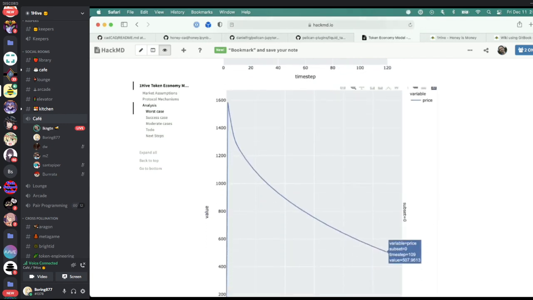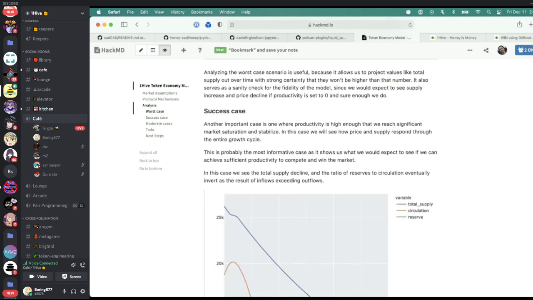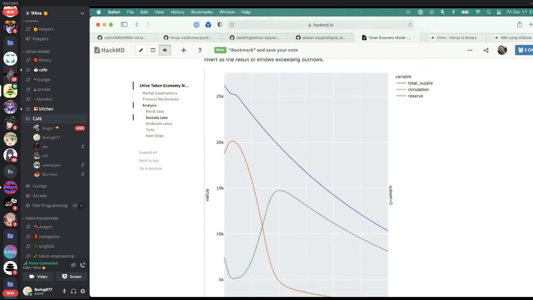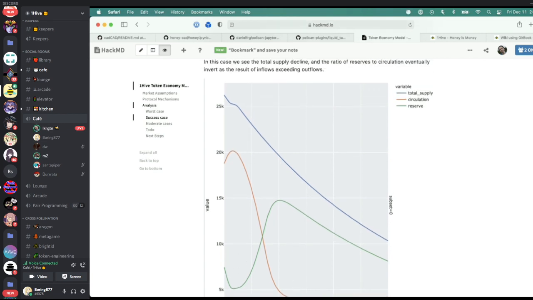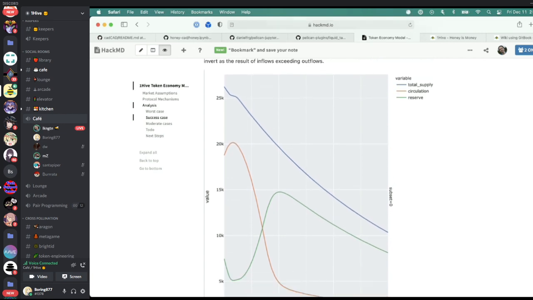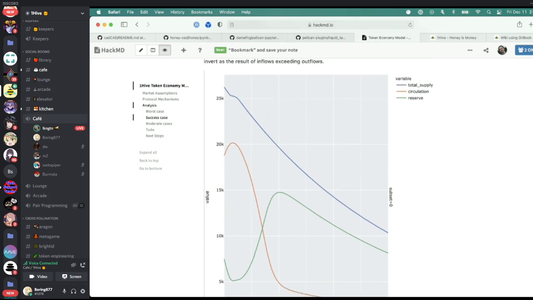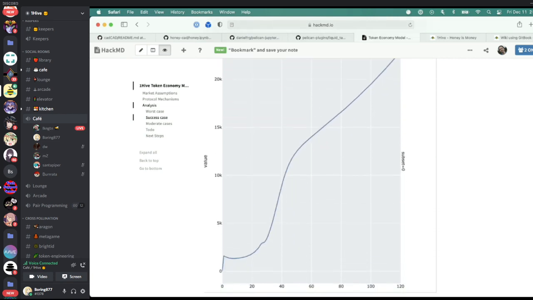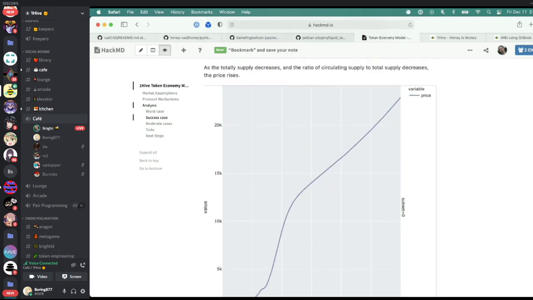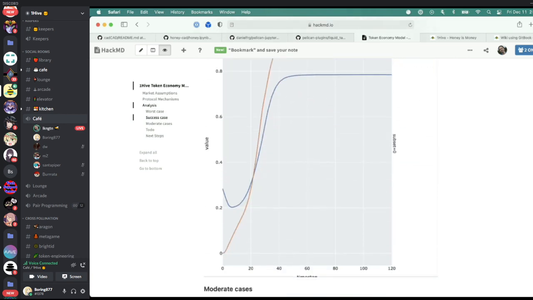And we see price steadily declining, which made sense. And then the success case, which is a little bit more interesting, where we reach market saturation. We saw total supply and reserves in circulation all going down, and there's this inflection point where the reserves go away from their target and they invert with circulation, and you see price going up and then steadying out after the market saturation point.